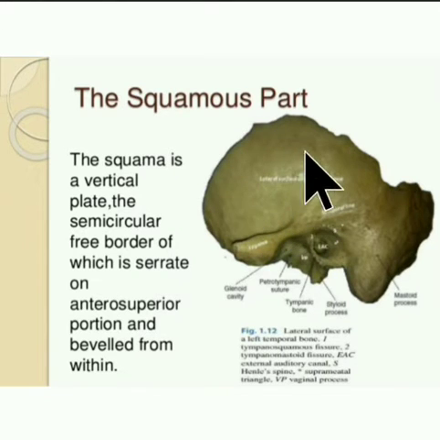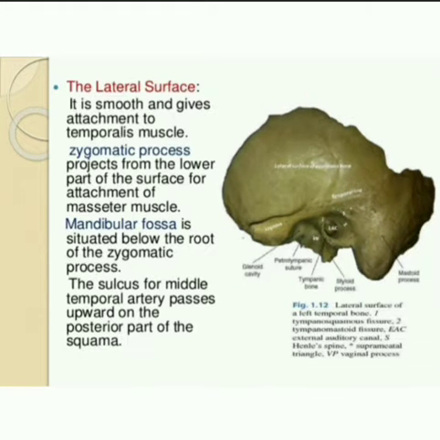The parts, this is the squamous part. It consists of a lateral surface and a medial surface. The squamosa is the vertical plate, with a semicircular free border which is serrated on the anterosuperior portion. Its lateral surface is smooth and gives attachment to the temporalis muscle.